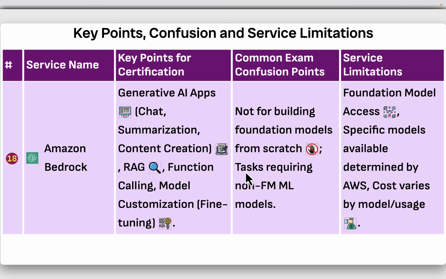Service limitations are foundation model access: the specific models available are determined by AWS. So first, those companies have to work with AWS to provide those APIs or services with Bedrock. The cost varies by the model and the usage, so it depends very heavily on what model is offered. For example, Anthropic is offering Claude, so they will decide how much they charge, and you will go and see in Bedrock all the models which are available and which one you want to use based on your enterprise requirements. Then you pay the cost through AWS, but that will go to the provider which is offering that particular model.